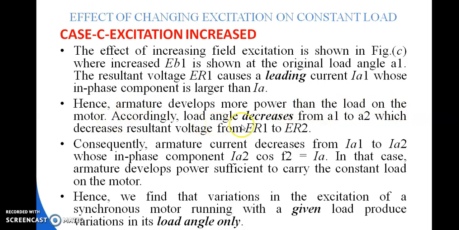Accordingly, the load angle decreases from alpha 1 to alpha 2, which decreases the resultant voltage from ER1 to ER2. Consequently, the armature current decreases from IA1 to IA2, whose in-phase component IA2 cos phi 2 is equal to IA, and in that case the armature develops power which is sufficient to carry the constant load on the motor.